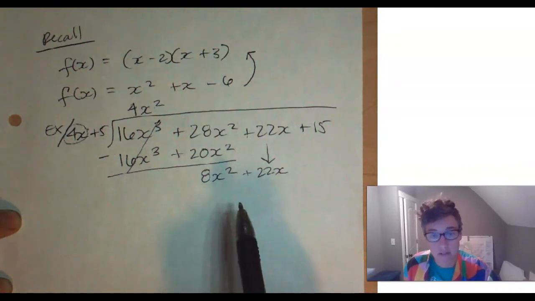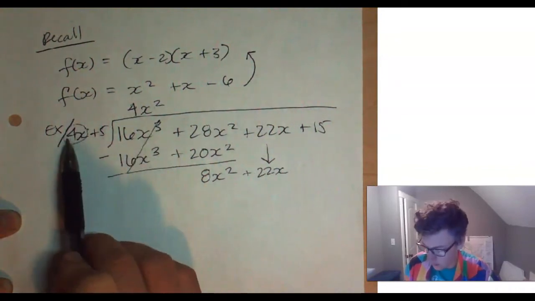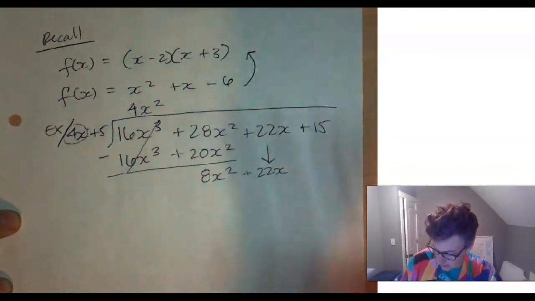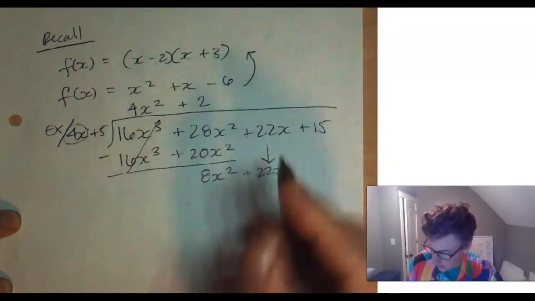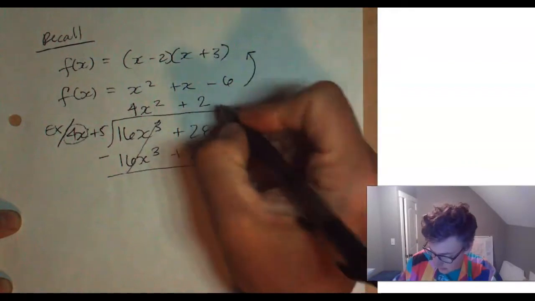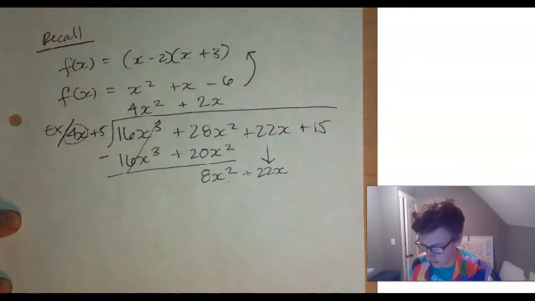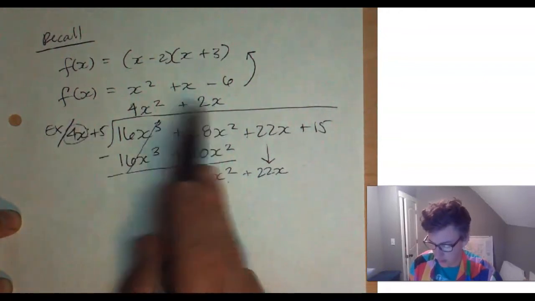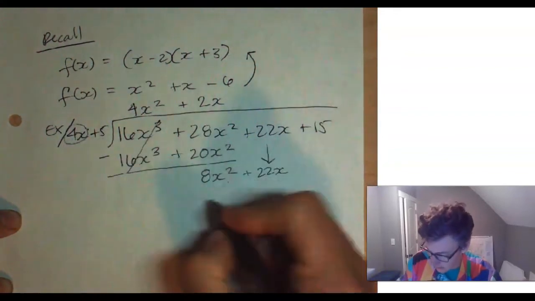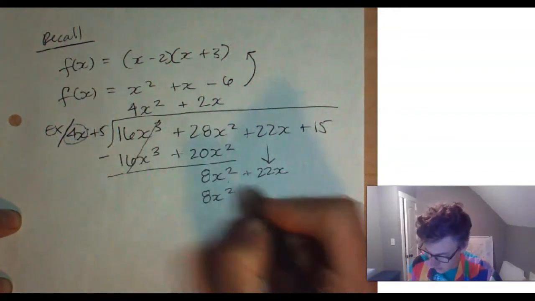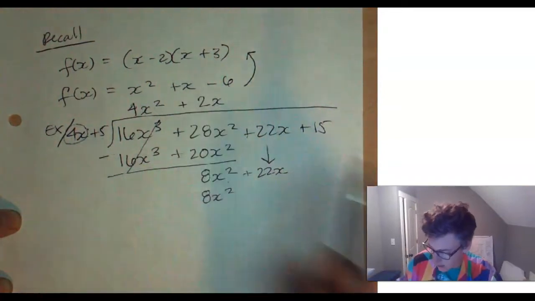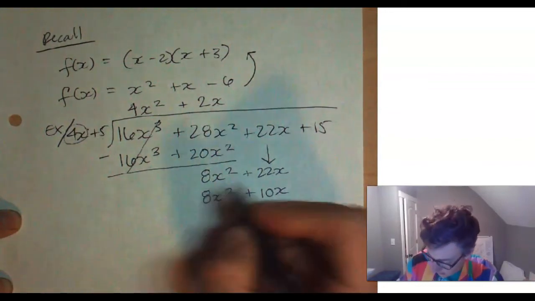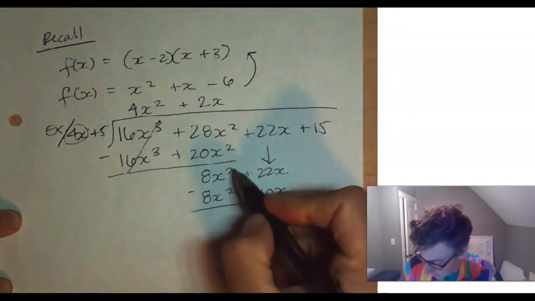Okay. Now we're going to bring down this second term and repeat the process. So 4x goes into 8x squared how many times? Well, 8 divided by 4 is 2, and x squared divided by x is x. Okay, great. What did we do before? When we got that, we multiplied. So now we have this. We're going to multiply again. 2x times 4x is 8x squared. And 2x times 5 is 10x.